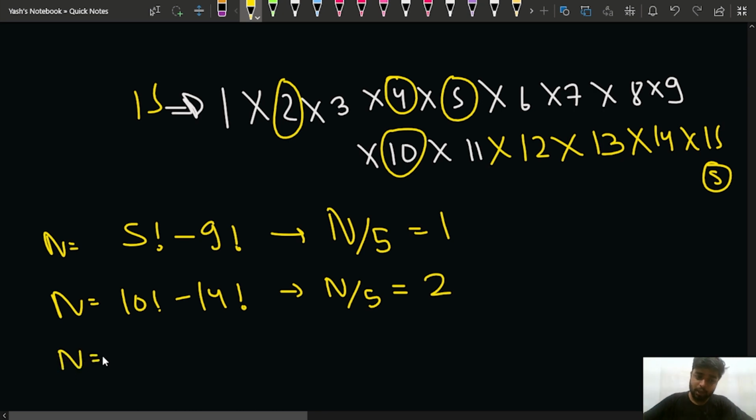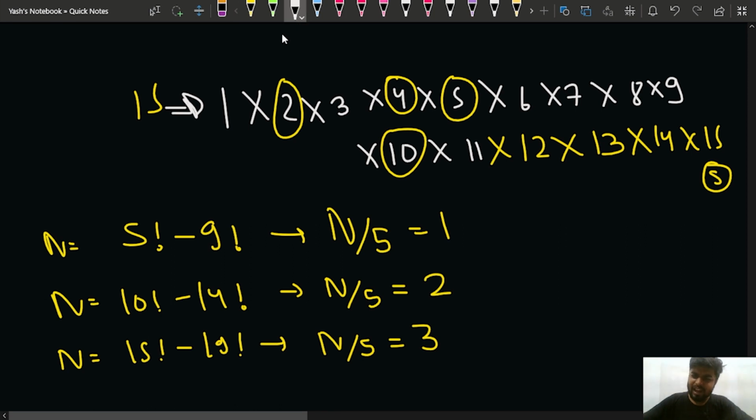Similarly, if n is equal to, let's say, 15 factorial till 19 factorial, in that case if I do n divided by 5 again, I'll get 3, because actually 3 trailing zeros I'll have in the end, right?